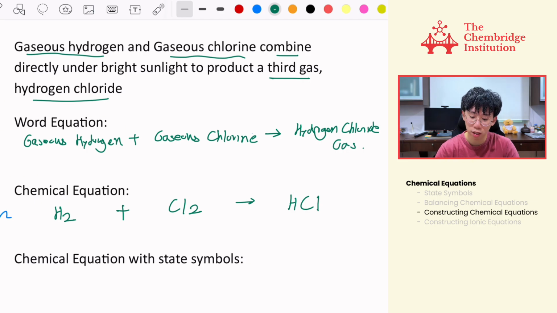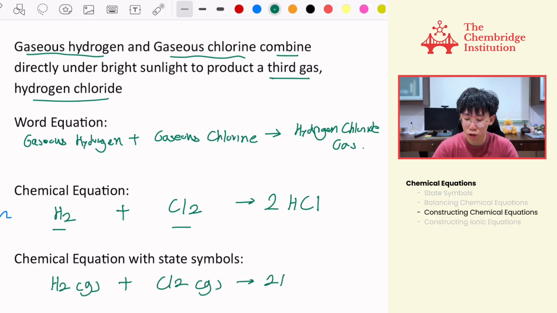So you realize there's 2 H's and 2 Cl's on the left, so we can just put a 2 over here to balance the whole equation. Lastly, if you want to put in the state symbols, then we can just copy the equation and take note of the states, right? So hydrogen, H2, is a gas, so it's gaseous, plus Cl2 is also gaseous, and then gives you 2HCl, and this is also gas, so this is in the gaseous state.